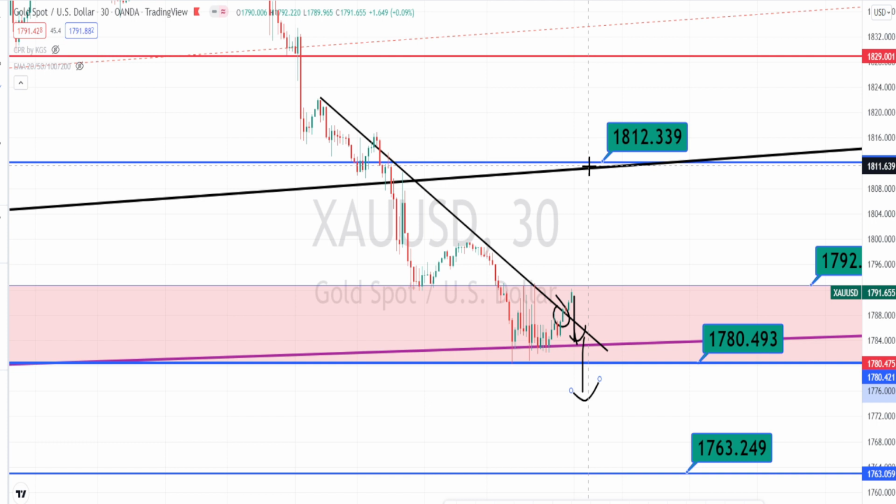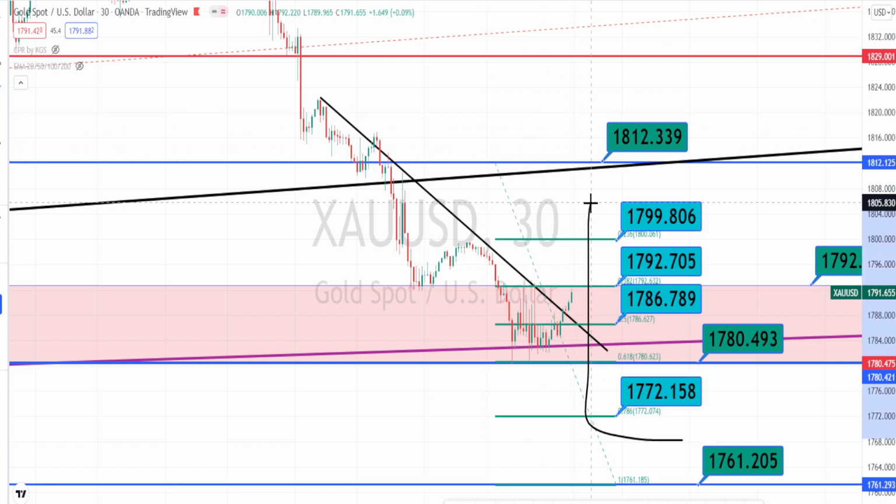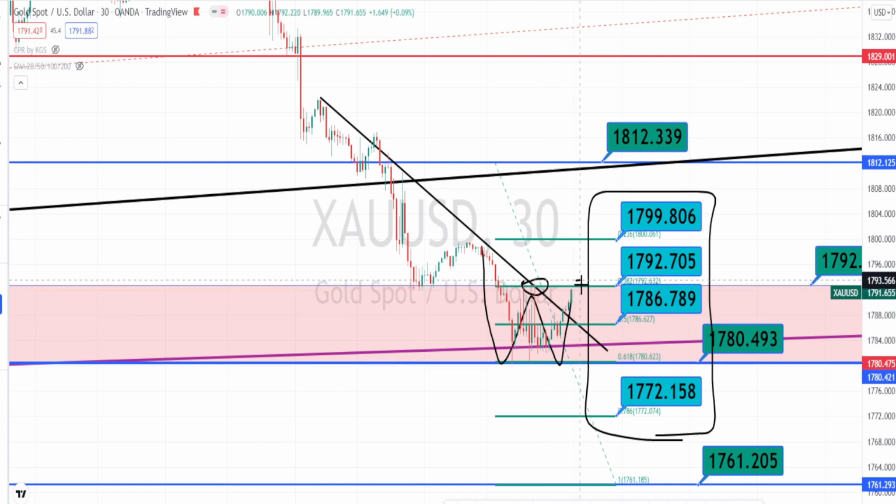Let us mark the support and resistance levels. Values in blue color boxes are the support and resistance levels in 30 minutes time frame. Currently the price action has formed a double bottom shape, and it is currently testing the neckline of the double bottom price action. If it breaks this resistance line, we can expect a retracement up to the level of 1799.